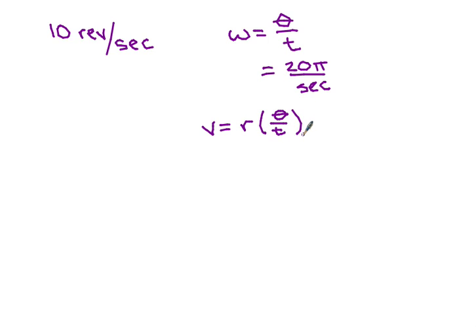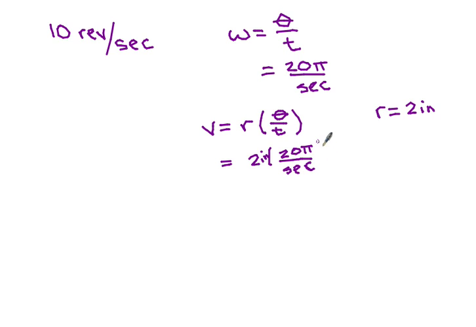And so, for the sake of the softball, we'll say that this thing is about, let's call it, a 2-inch radius. So I'll tell you the radius is 2 inches. So we'll have 2 times 20 pi. And this is inches over seconds.